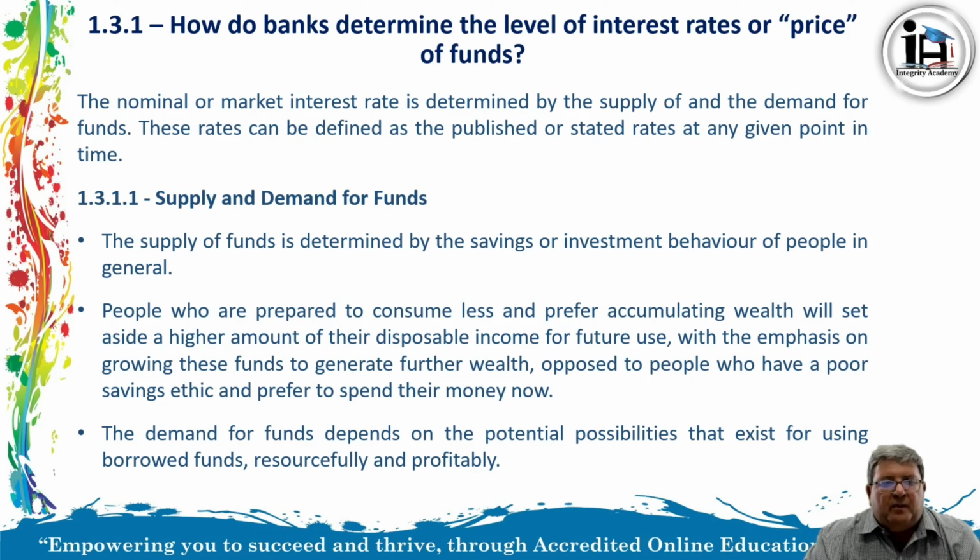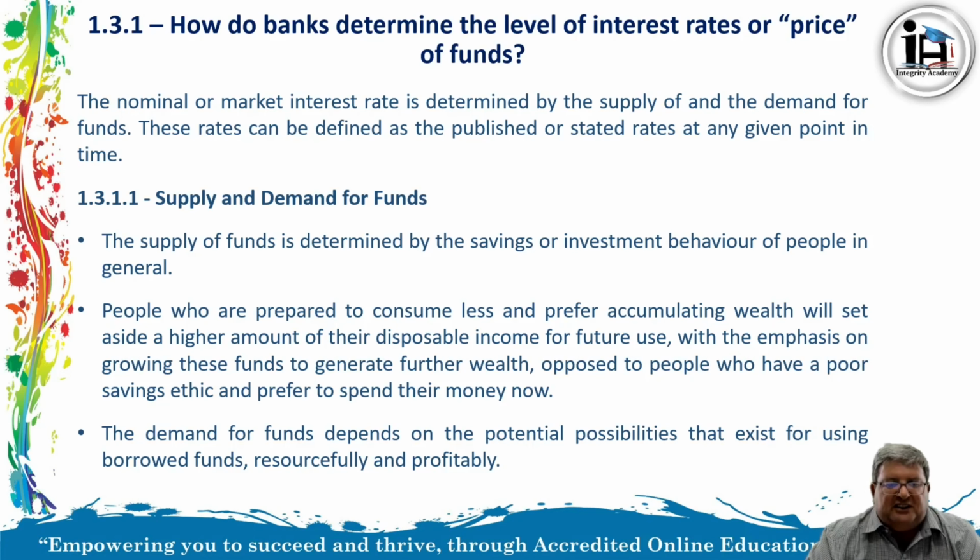Okay, so 1.3.1. How do banks determine the level of interest rates or the price of funds? The nominal or market interest rate is determined by the supply of and the demand for funds. These rates can be defined as the published or stated rates at any given point in time. So, the supply and demand for funds.